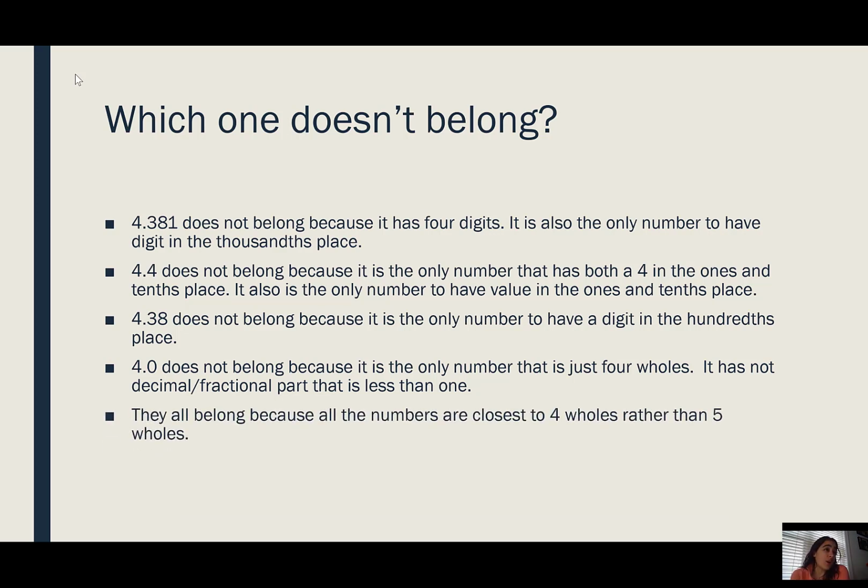You could also argue, which is something we're going to get at today, they all belong because all the numbers are closest to 4 wholes rather than 5 wholes. And that's what we're going to begin to talk about. What does it mean if a number is closest to a specific whole, even though it has a decimal part that goes with it?